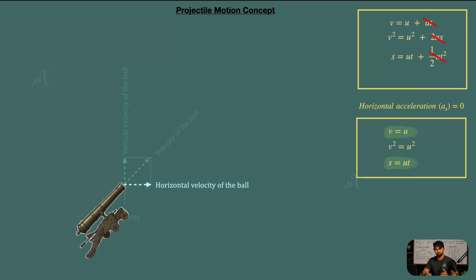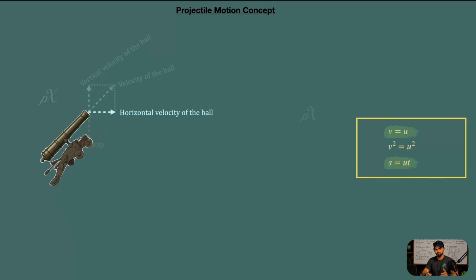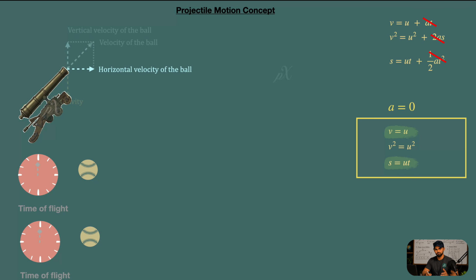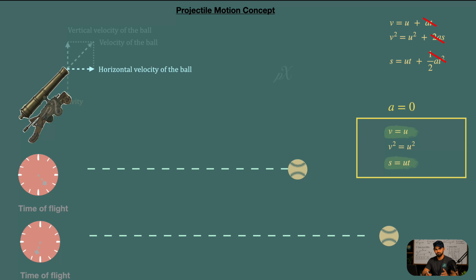Now, think about this for a moment. Since the horizontal speed is already fixed, what actually decides how far the projectile will travel? Well, it's the time of flight. In other words, the longer the ball stays in the air, the farther it keeps traveling horizontally. So, the longer the time of flight, the greater the horizontal range.